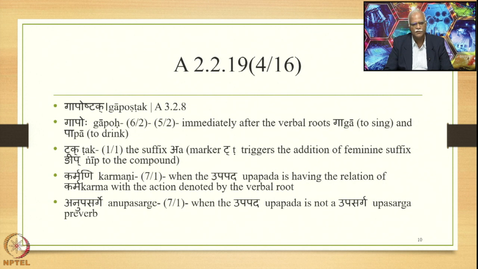Now the next sutra that we are studying here is Gaposhtak, 3.2.8. Now this sutra has the word gapuh, which is 6/2, which should be 5/2, which means immediately after the verbal roots ga, to sing, and pa, to drink. The next word is tak, 1/1. Tak means the suffix a. The marker t in it triggers the addition of the feminine suffix ngip to the compound, and the marker k triggers the deletion of a at the end of the dhatu.